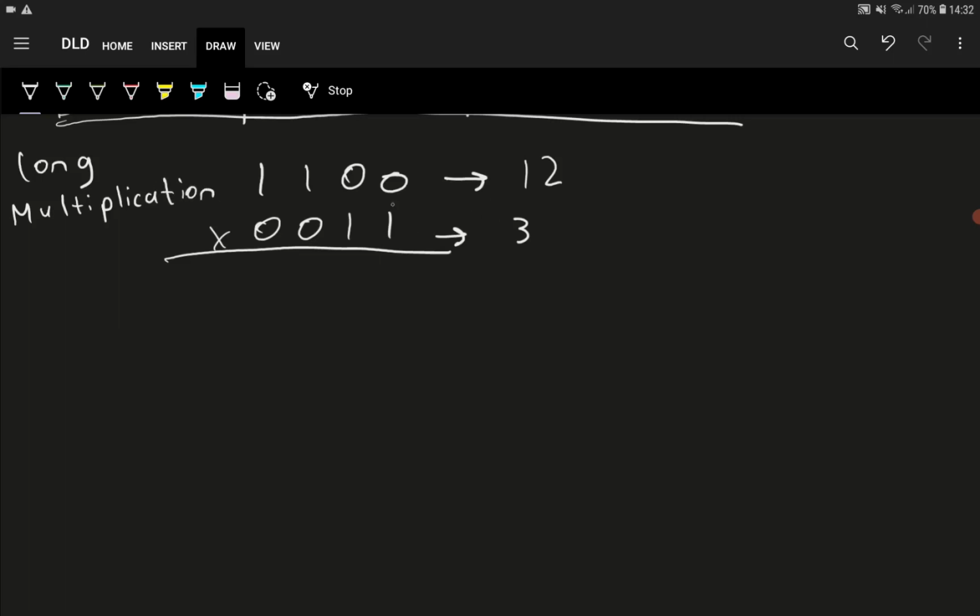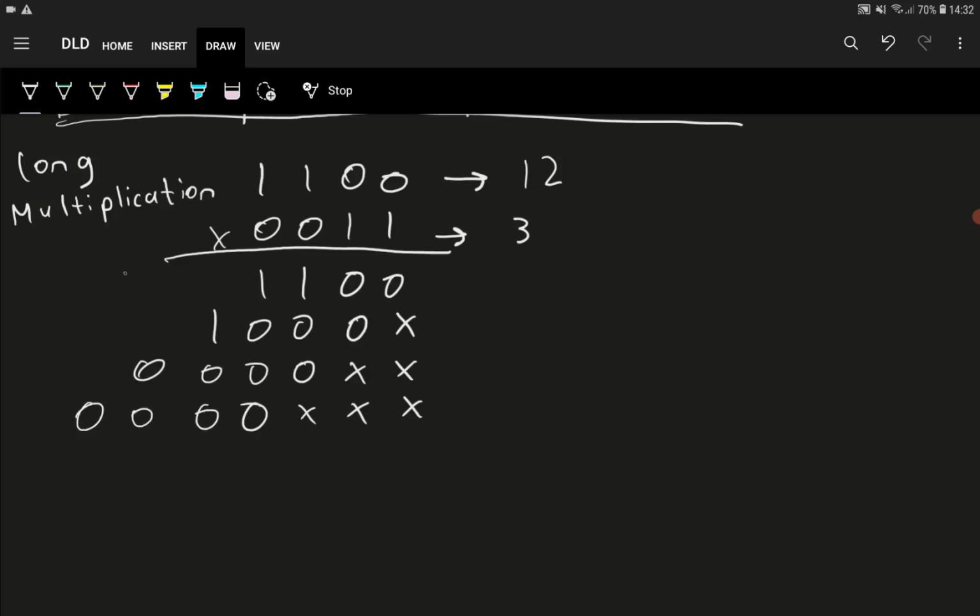Okay. So 0, 0, 1, 1. We're multiplying 1 with all of these numbers. We're going to be multiplying 1 again with all of these numbers. Adding crosses. 0, 0, 0, 0. 0, 0, 0, 0.